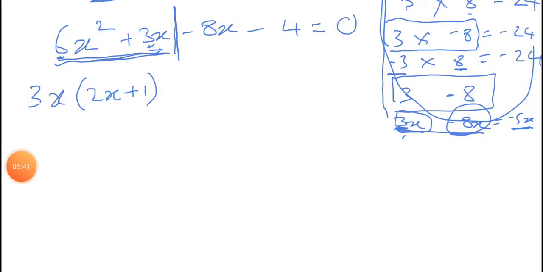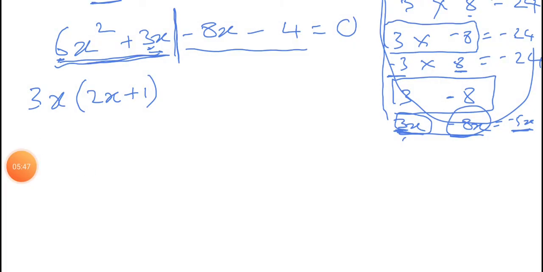So I've just tidied that up. And now we're going to look at this bit here. We're going to factorize this bit here. So I can see here in terms of numbers, I've got minus 8 and I've got minus 4. Now here you got to be very careful. I can either say 4 is a factor of minus 8 and minus 4, or I can say minus 4.